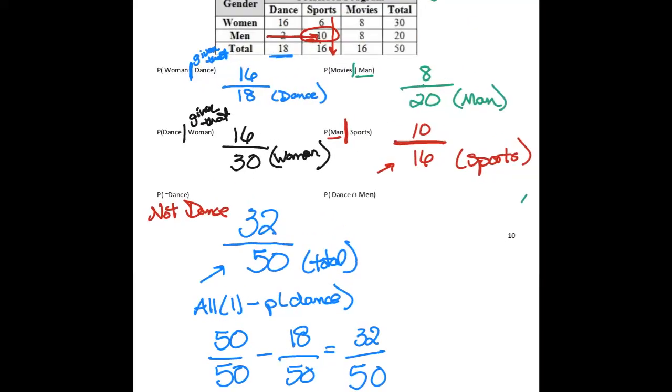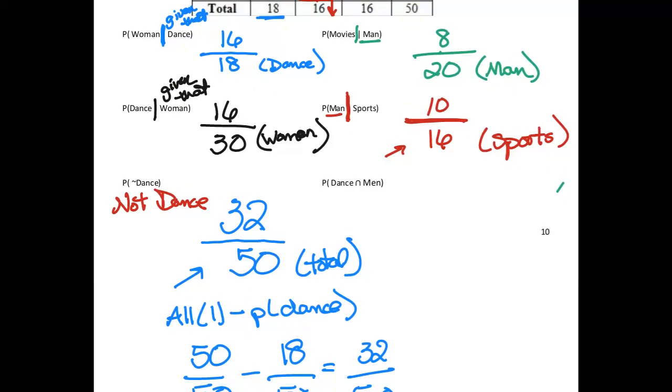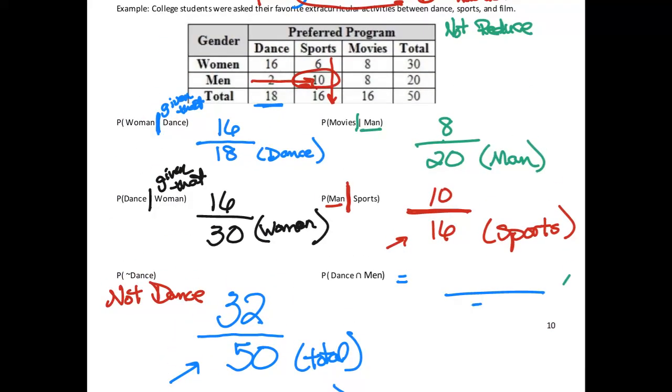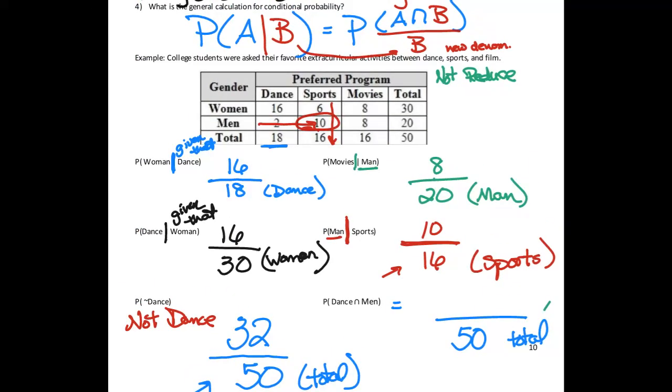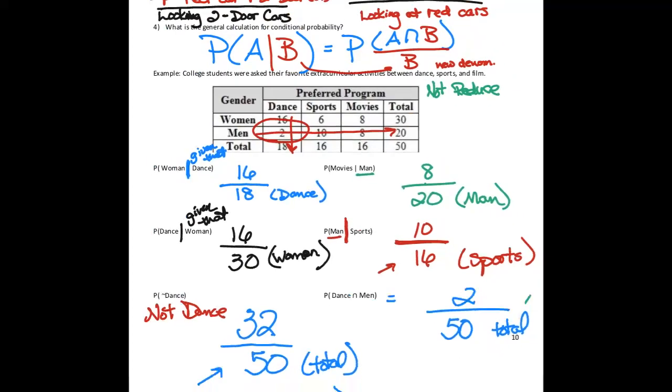Not. All right, and the last one. Is this a conditional? Do I have a given that on that? No. So what's my denominator going to be here? 50. That is your total for the whole thing. And I need dancers and men at the same time. So find your dancers, find your men at the same time. It is 2. 2 out of 50. Questions on that?